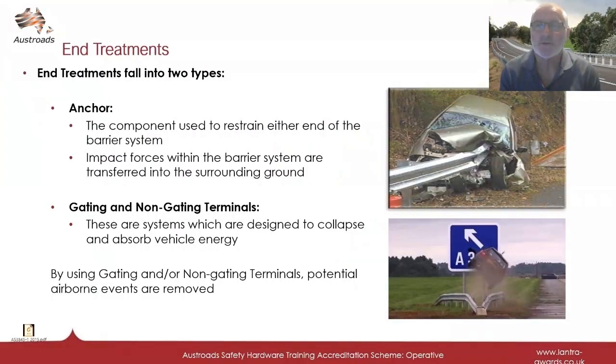Moving on now to end treatments. There are generally 2 types of end treatments to terminate a barrier system. These are an anchor and a terminal. Anchors are used to restrain the end of a barrier system and to transfer impact energy to the surrounding ground. Where there are constraints due to installation length, for example wire rope installations, the anchors are overlapped so the trailing anchorage protects the approach anchorage.